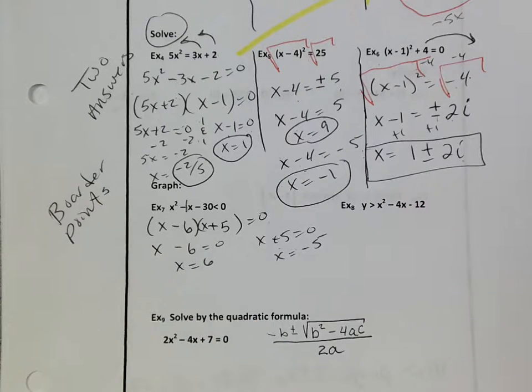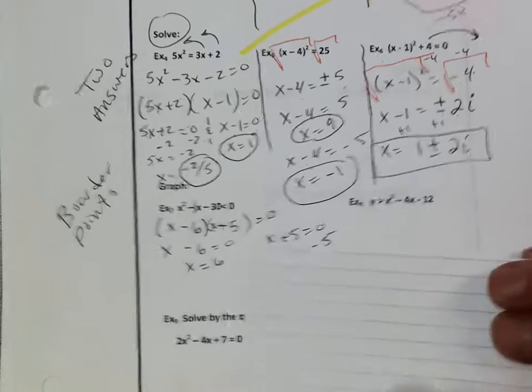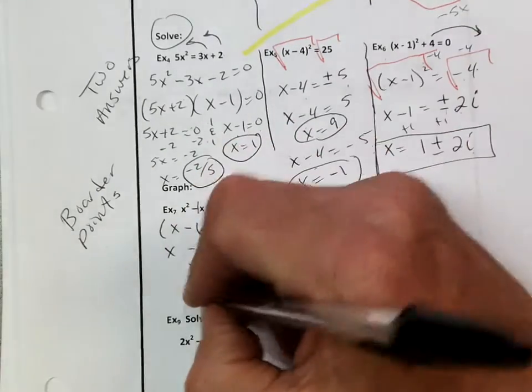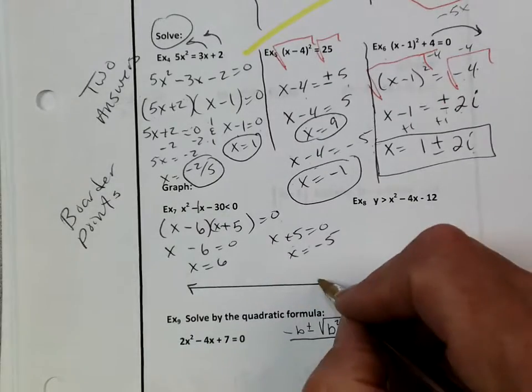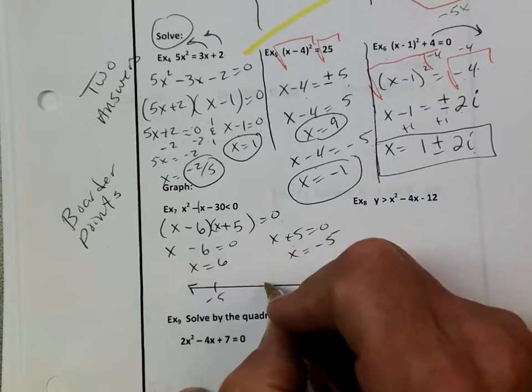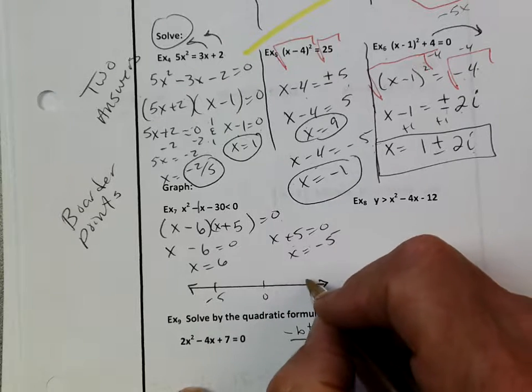Okay, now I need a number line. So I'm going to go ahead and get a number line. Put my number line down there. And I really don't need much on here as far as points. I'm just going to put negative 5. I'll put 0 in there. What the heck? And I'll put a 6.